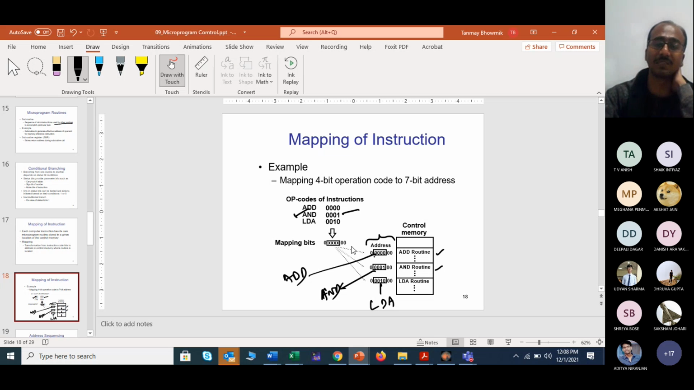So what instruction has been given here? ADD means you are trying to add two or more numbers, and AND means you are trying to perform a logical AND operation. LDA means you are trying to load data into the accumulator, right? These things are quite common, but these are instructions. And what we saw earlier is that whenever you give this kind of instruction, there is some opcode associated with it, right? Some opcode.